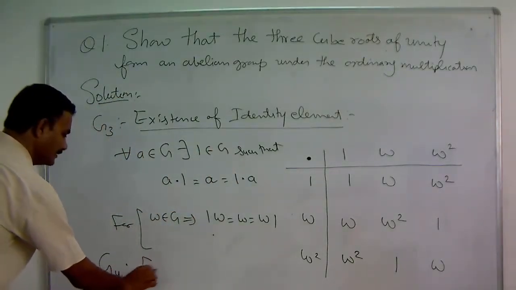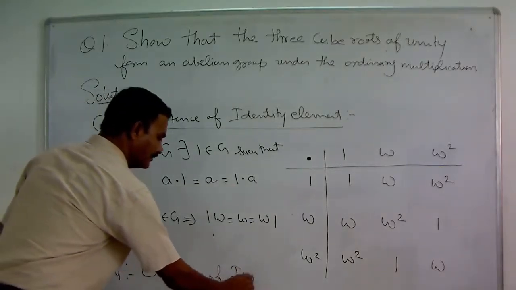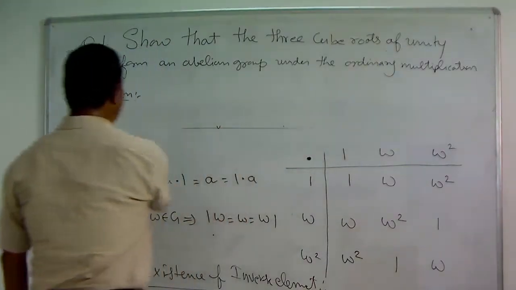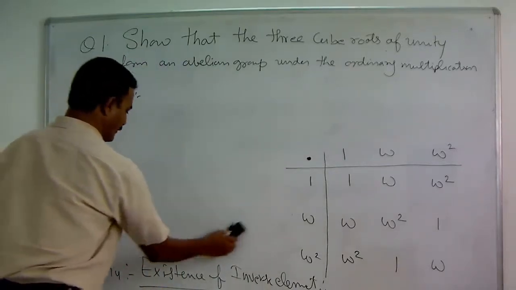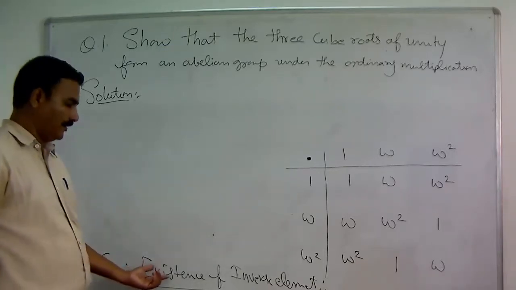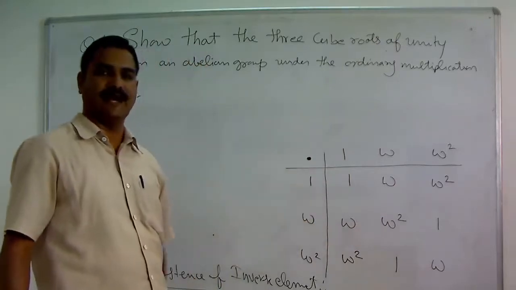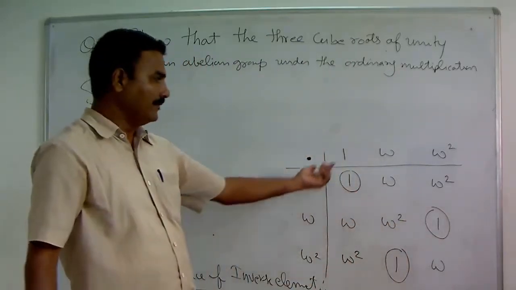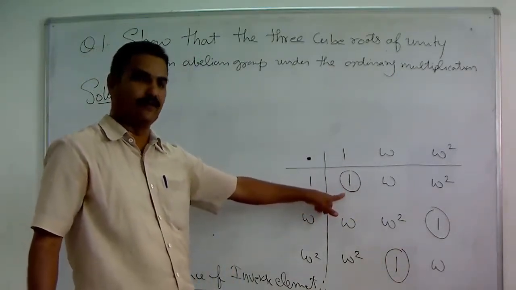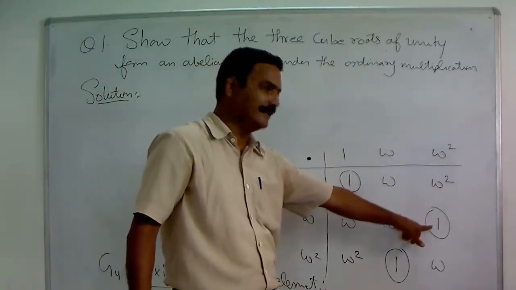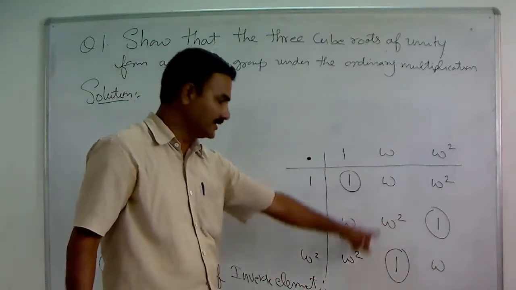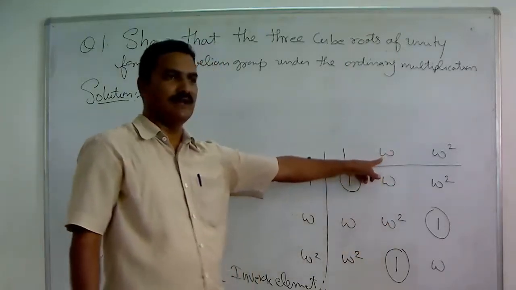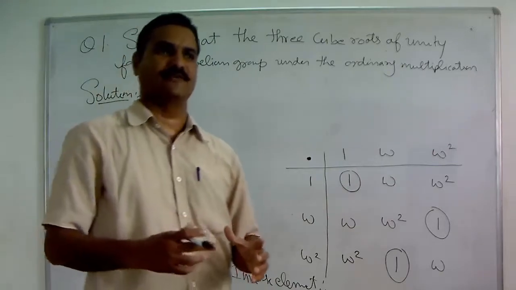Further, we have the fourth property, that is existence of inverse element. In order to determine the inverse element in the composition table, we just encircle our identity element. Here your identity element is 1, so we encircle it inside the composition table. And from here we can easily identify, because 1 multiplied with 1 gives us identity element 1. When we multiply omega with omega square, it gives us identity element, or when we multiply omega square with omega, it gives us identity element. So the inverse of identity element is always identity element, and the inverse element of omega is omega square, because when we multiply omega and omega square, it gives us the identity element.